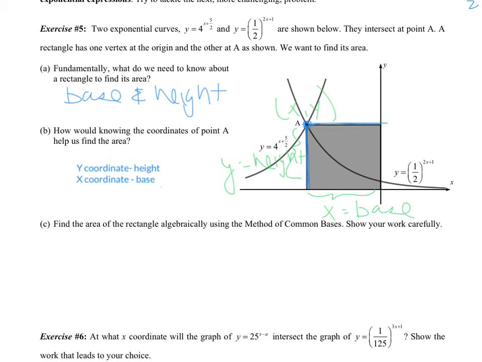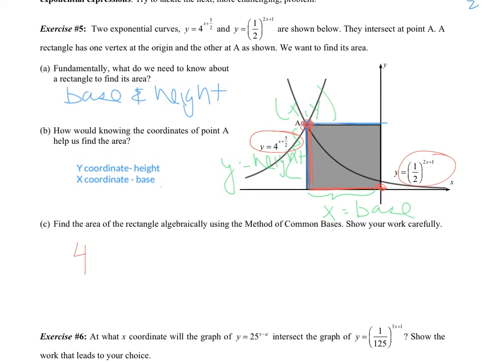Part C, find the area of the rectangle algebraically by using the method of common bases. Well, because we want to find this point of intersection, we know that the only way that they're going to intersect is if both of these functions equal one another. All right, and also just point out that this is at the origin, so that's why we can just find the x coordinate and the y coordinate, and we'll have our information for area.